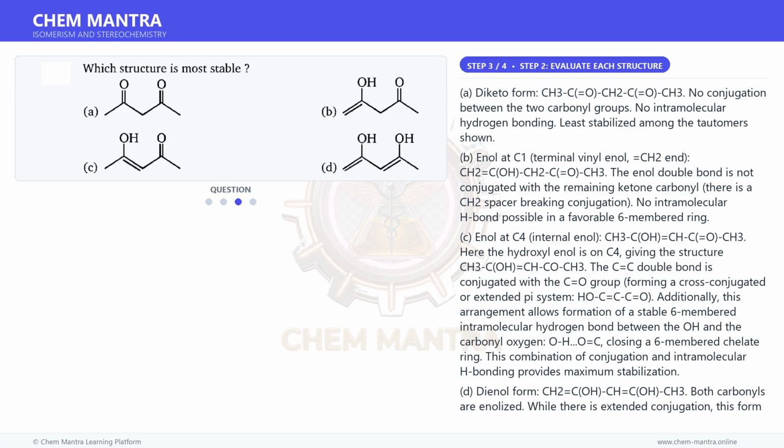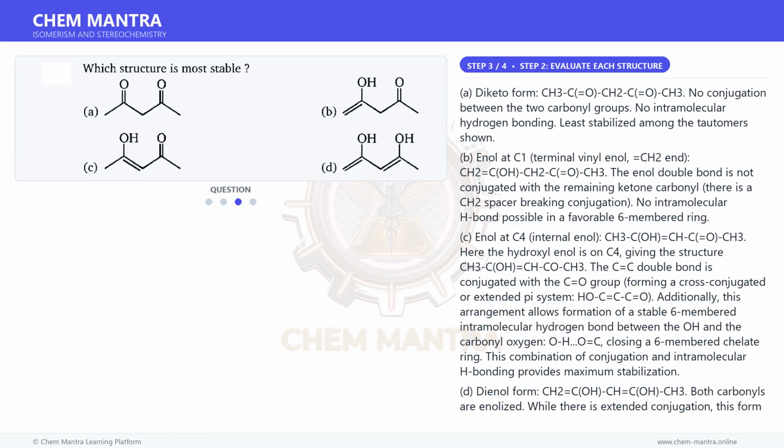A. Diketo form: CH3C=O, CH2C=O, CH3. No conjugation between the two carbonyl groups. No intramolecular hydrogen bonding. Least stabilized among the tautomers shown.